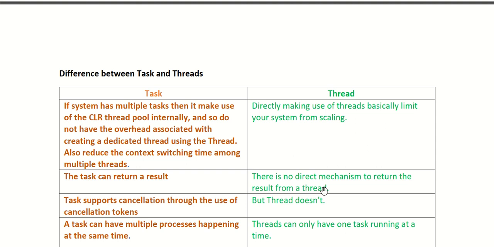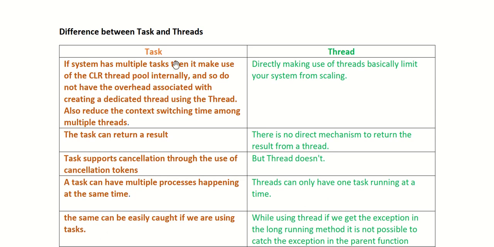So what is the difference between tasks and threads? If the system has multiple tasks, then it makes use of the CLR thread pool internally, and so does not have the overhead associated with creating a dedicated thread. It also reduces the context switching time among multiple threads. The advantage of using a task is that it makes use of a CLR-maintained thread pool, in which the operating system has automatically created some threads which can be used by your programs.